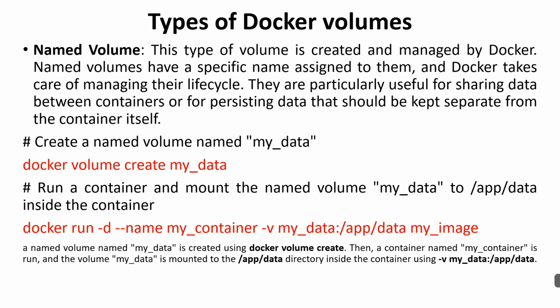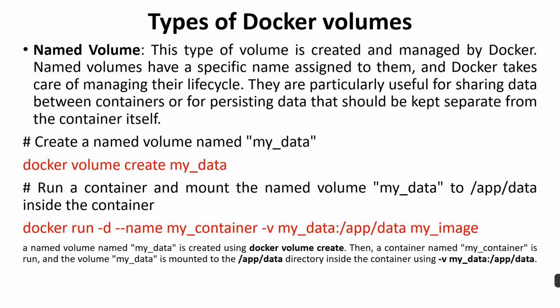In the previous slide, I already told you that a volume is like a directory, a simple directory. So how do we mount the volume? First you have to create a directory, but in the case of the named volume we don't require any directory. We can directly create a volume without any directory. So this is the named volume.